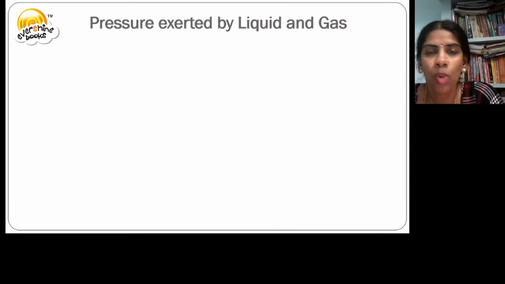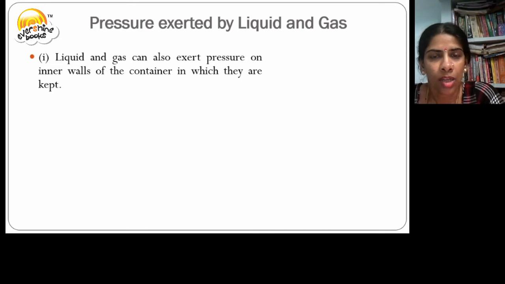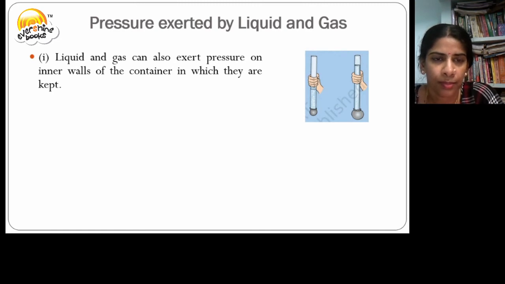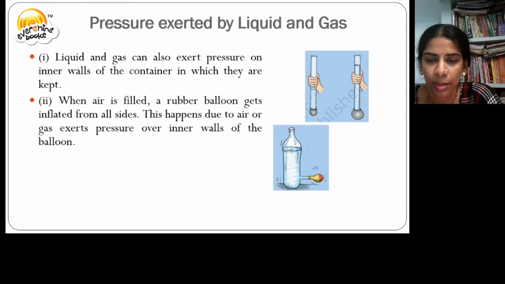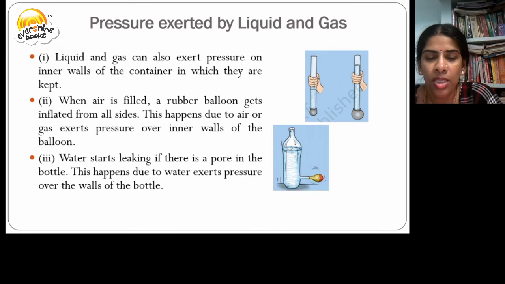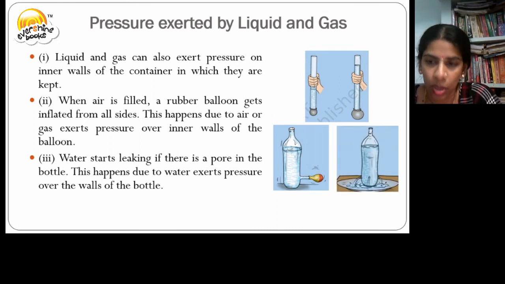Let us now discuss pressure exerted by liquids and gases. Liquids and gases can exert pressure on the inner walls of the container in which they are kept. When air is filled, a rubber balloon gets inflated from all sides. This happens because the air or gas exerts pressure over the inner walls of the balloon. Water starts leaking if there is a pore in the bottle. This happens due to the water exerting pressure over the wall of the bottle.